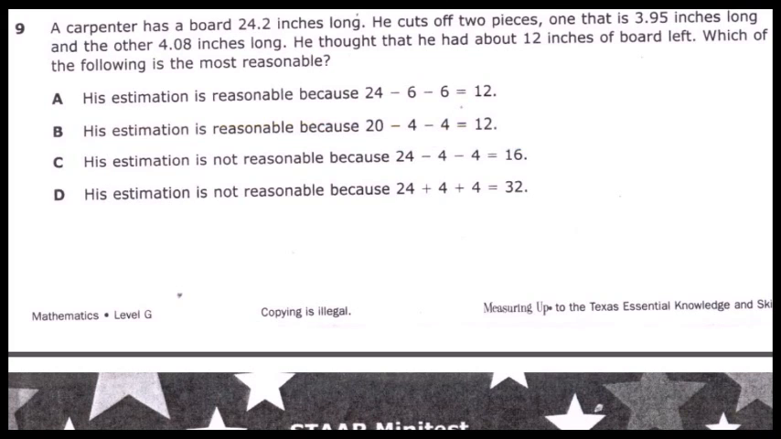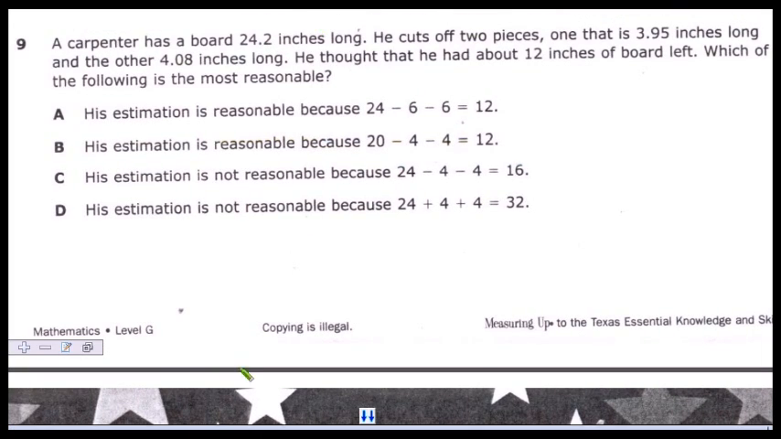Okay, so let's think about what he's doing right here. This is the first thing that you have to think about. A carpenter has a board that's this many inches long. That's the total board. He's going to cut off 2 pieces. Okay, one. So I'm going to cut off a piece right here. Let's imagine that this green shape that I just drew is the board.